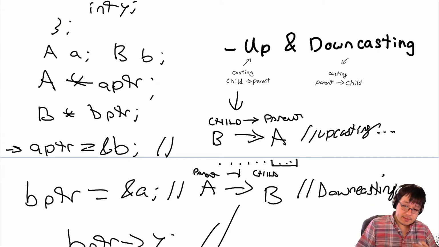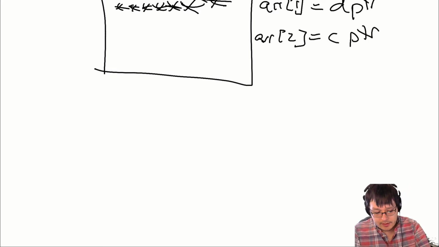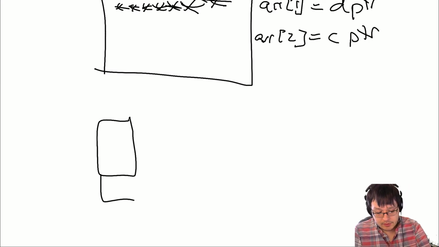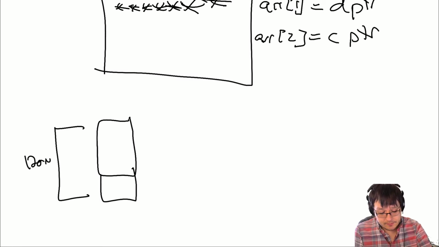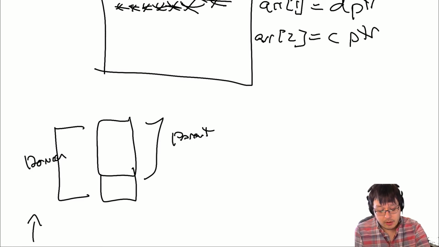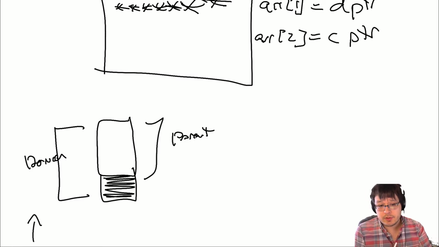You can always cast a derive into a parent because it will have everything. You can think of it this way. If you think about this is your parent and this is your derive, the derive has everything in here, whereas the parent has this. So when you're casting up, all you're saying is you're losing access to this much, which is this stuff.